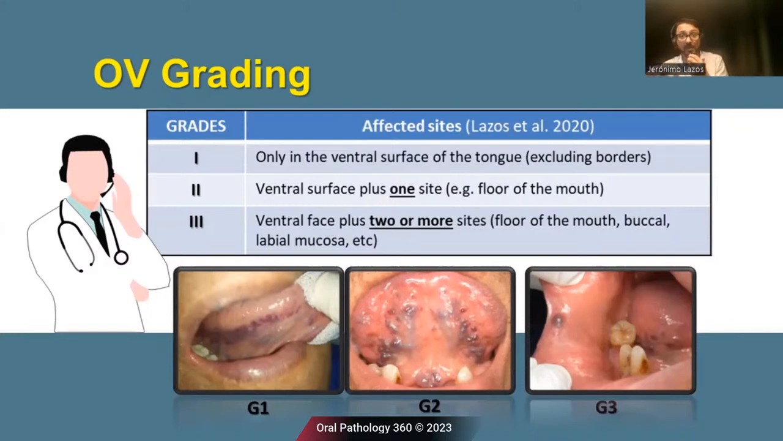Thus, when a given individual has more affected sites, the more likely it is that he or she has a medical condition or has a more advanced age. To be precise, 50 years is the usual cutoff point for the increasing incidence of oral varicosities. So when a patient is more than 50 years old and presents grade 2 or more, the more likely it is that the patient has one or more of the conditions we mentioned in relation to oral varices development, and we should be careful and take a thorough medical history.